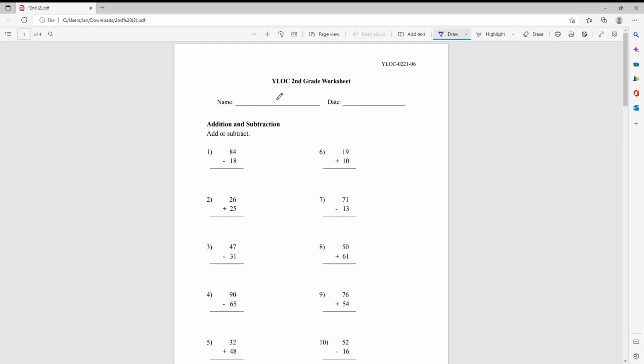This is lesson 6, second grade worksheet. So the first thing we're doing is addition and subtraction. So let's do number 1.